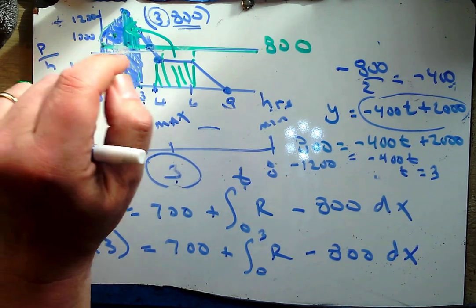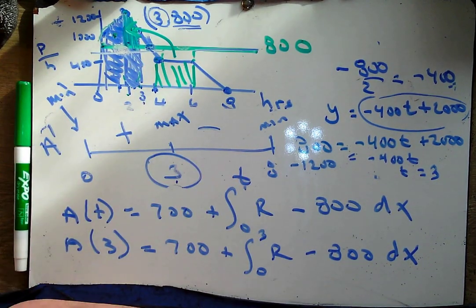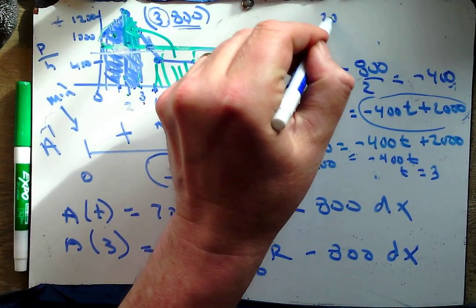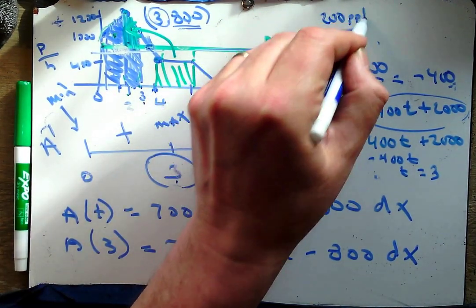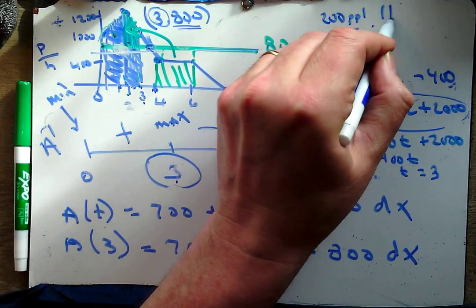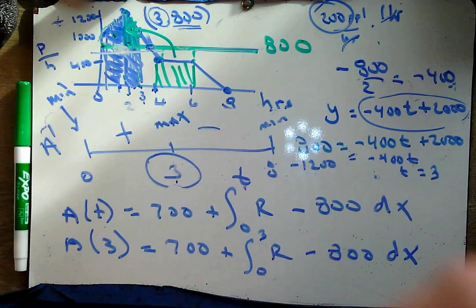Okay, so this integral, well, you can't really see it here, but we've got some nice tidy boxes, and I'm actually going to find the area of each of those boxes. Each of those boxes has a width of 1 hour and a height of 200 people per hour. So if I multiply 200 people per hour times 1 hour, I get that each box is 200 people. And I want from 0 to 3.